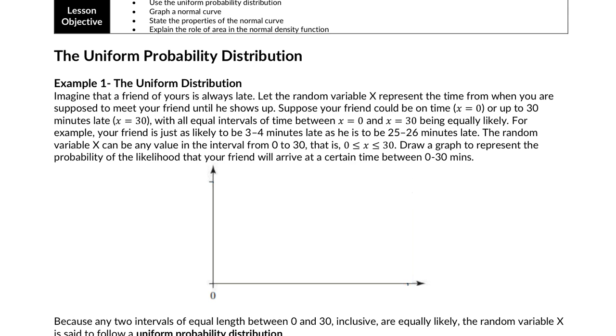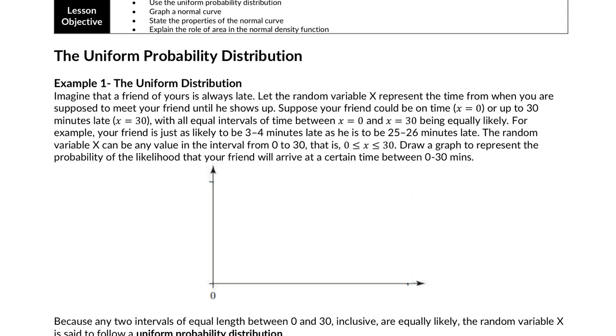Example 1 says, imagine that a friend of yours is always late. Let the random variable x represent the time from when you are supposed to meet your friend until he shows up. Suppose your friend could be on time 0, or up to 30 minutes late, with all equal intervals of time between 0 and 30 minutes being equally likely. For example, your friend is just as likely to be 3 to 4 minutes late as he is to be 5 to 26 minutes late. The random variable x can be any value in the interval between 0 and 30. That is 0 less than or equal to x less than 30.